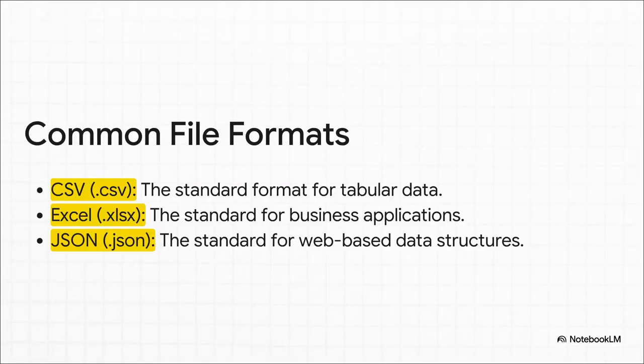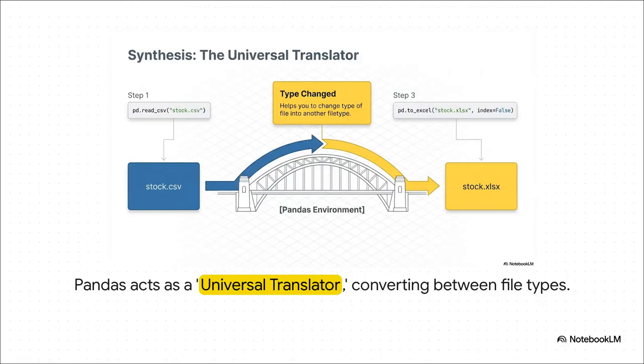Now, of course, data comes in all sorts of flavors. The ones you'll run into most often are CSVs, which are kind of the universal standard for tables, Excel files for when you're working in a business setting, and JSON, which you'll see a lot with web data that has a more complex structure. And this is where Pandas becomes an absolute powerhouse. It acts like a universal translator for your data. Just look at this. You can use a read function to bring in one kind of file, say a CSV, and then immediately use a to function to save it as something completely different, like an Excel file. It's a format converter built right in, and it only takes 2 lines of code.